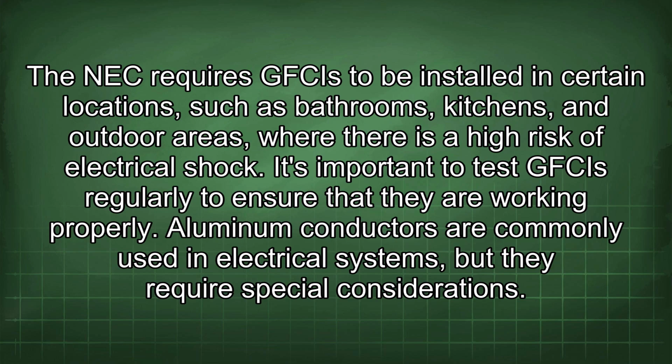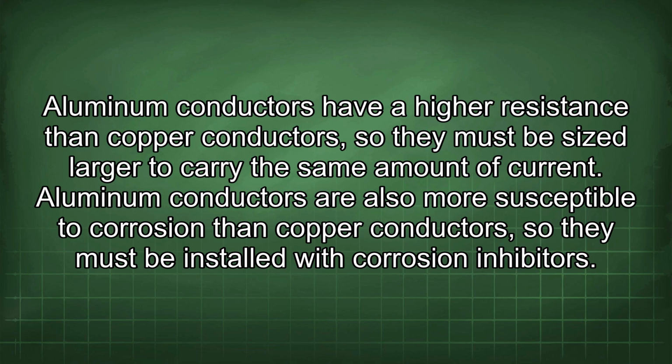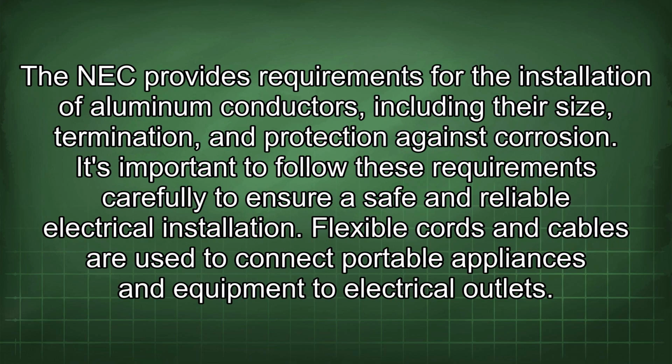Aluminum conductors are commonly used in electrical systems, but they require special considerations. Aluminum conductors have a higher resistance than copper conductors, so they must be sized larger to carry the same amount of current. Aluminum conductors are also more susceptible to corrosion than copper conductors, so they must be installed with corrosion inhibitors. The NEC provides requirements for the installation of aluminum conductors, including their size, termination, and protection against corrosion. It's important to follow these requirements carefully to ensure a safe and reliable electrical installation.